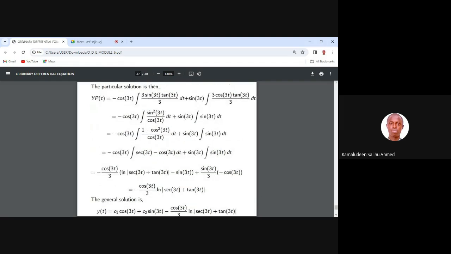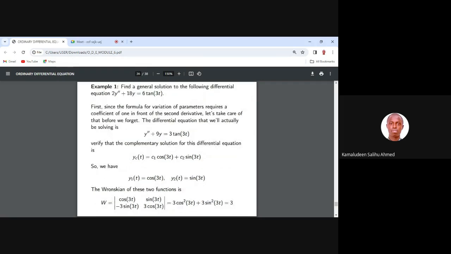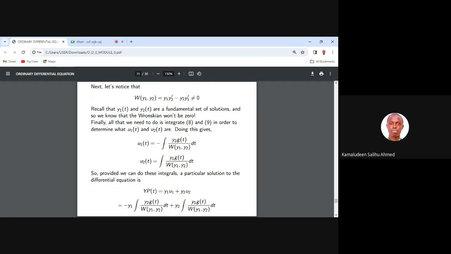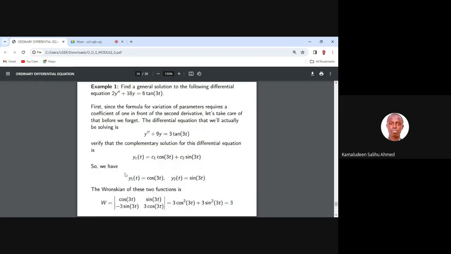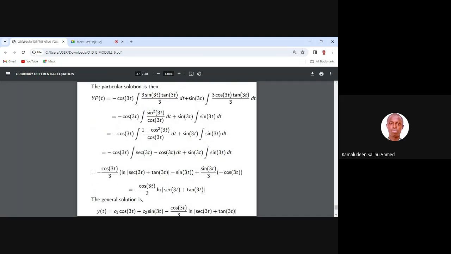So the particular solution is then this. y of t is now equal to, from the formula, this is the formula. You have y1 outside. So don't forget, our y1 is cos 3t, y2 is sin 3t. That is why you have it here. Don't look at it as something strange. It's just a substitution. Cos 3t is y1. So the Wronskian, which is the 3, look at it here.